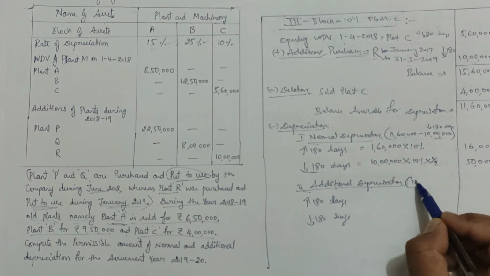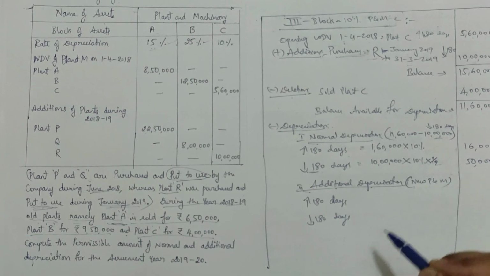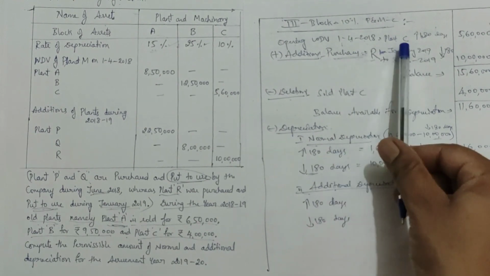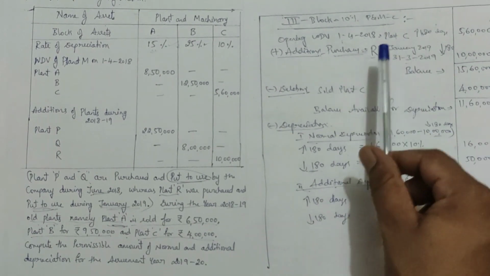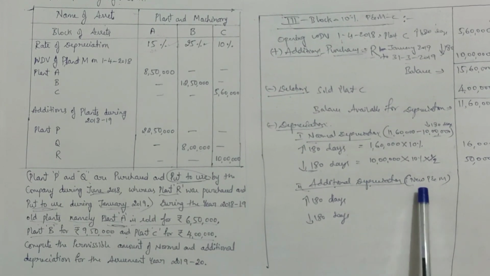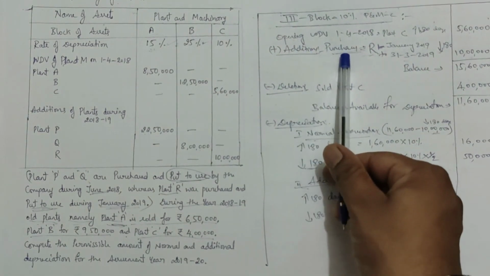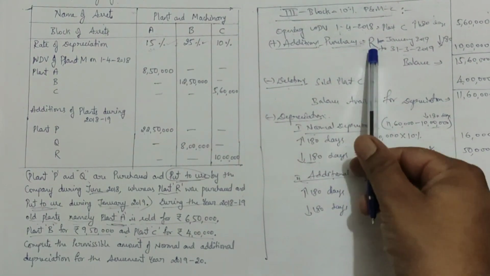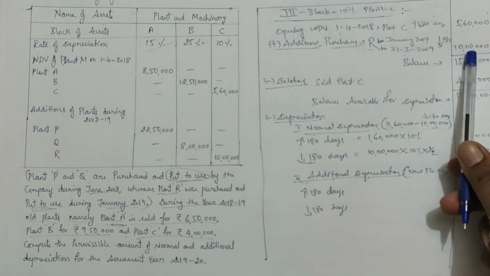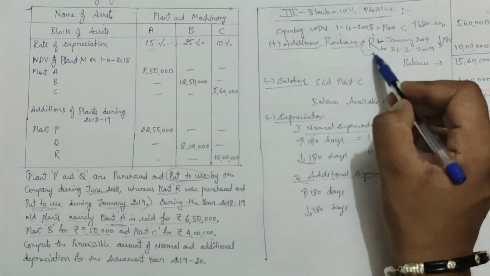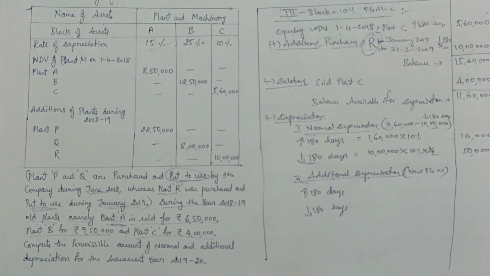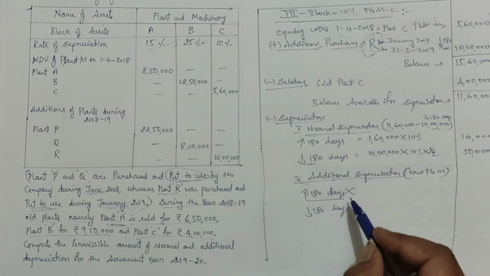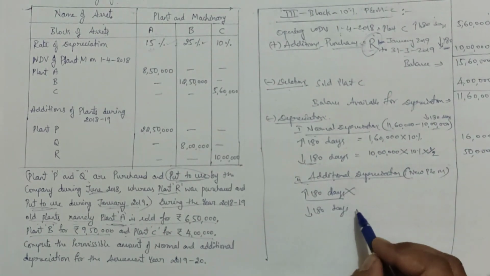Next, here we will see additional depreciation. Additional depreciation only on new plant and machinery, don't forget that, correct? So what is a new plant and machinery here? Plant C is an old one, we should not take that. So additional depreciation will be calculated only on new plant and machinery. Here plant R is a new plant and machinery, correct? So what is the value here? 10 lakh rupee. So how many days do they have? Lesser than 180 days. Already here we have found it, correct? So it doesn't have more than 180 days.